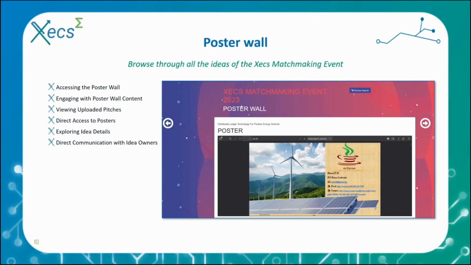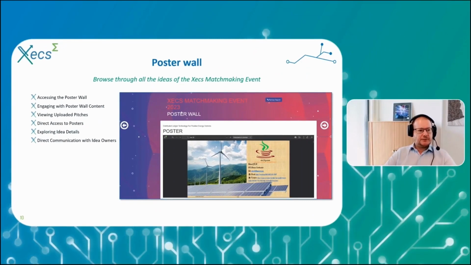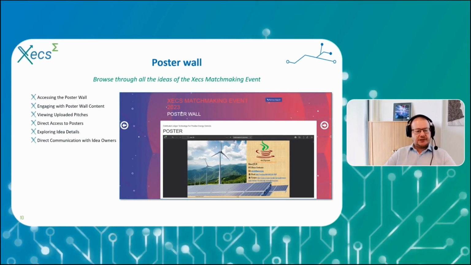Okay, then there is a convenient tool, which is the poster wall. The poster wall allows you to directly see the PDF files of the posters inside the tool. It's available for all those people who are registered for the event inside the tool. So you can engage with the contact, you can view the ideas, and you can explore the communication with the idea owner by commenting on their idea.